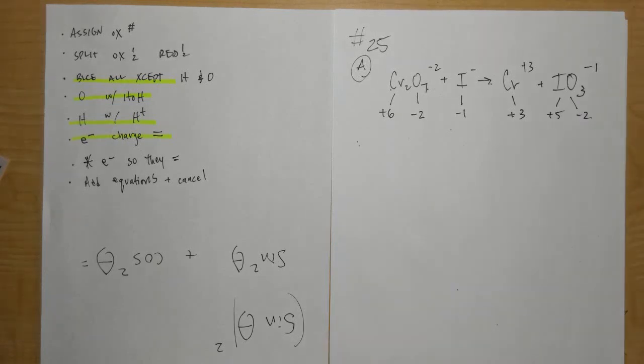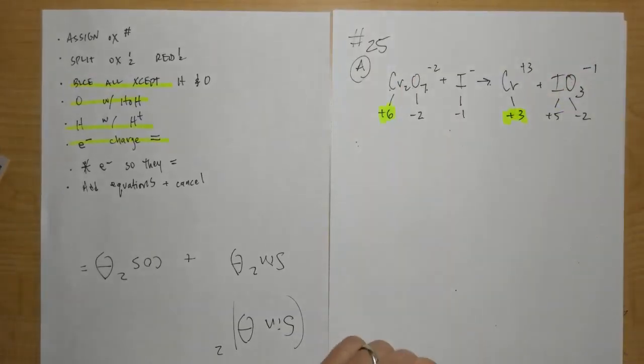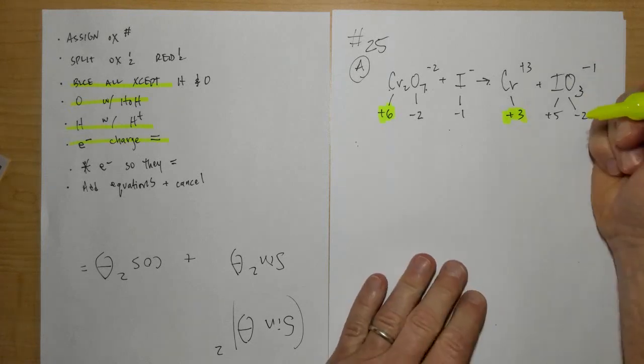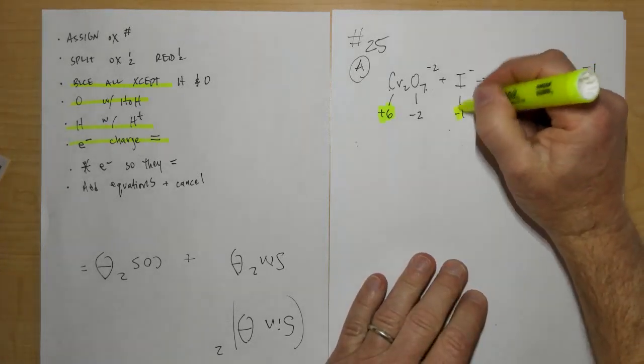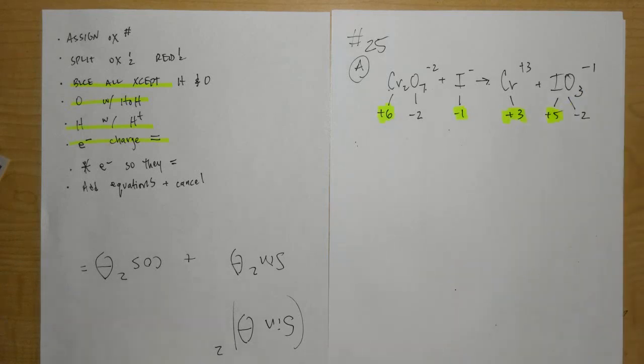Take your highlighter then. Highlight the chromium because it goes from +6 to +3. Does that go down in charge or up in charge? Down in charge, which means it's reduced, and then the iodine goes from -1 to +5, so that goes up in charge, and so that's oxidized.